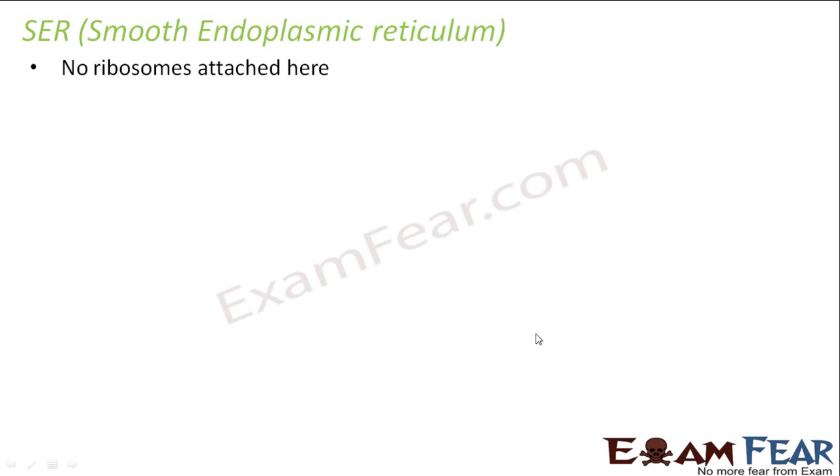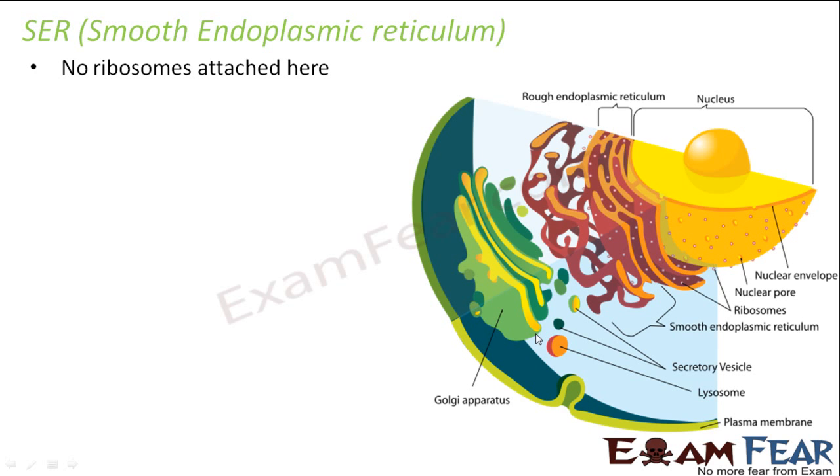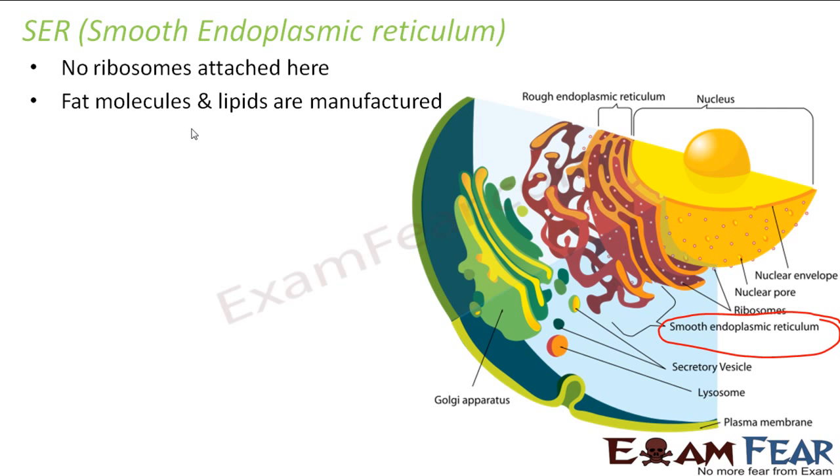Let us now talk about smooth endoplasmic reticulum. No ribosomes are attached here. So where is the smooth endoplasmic reticulum? This portion, these structures, are the smooth endoplasmic reticulum, so they do not have any ribosomes. Fat molecules and lipids are manufactured here. Now, can you guess how fat molecules and lipids will help the cell? When we were talking about plasma membrane, I told you that the plasma membrane is made up of fats, lipids and proteins, right? So the lipids which are produced here can also help in the making of plasma membrane, right?